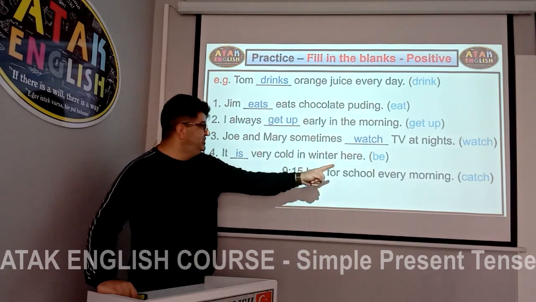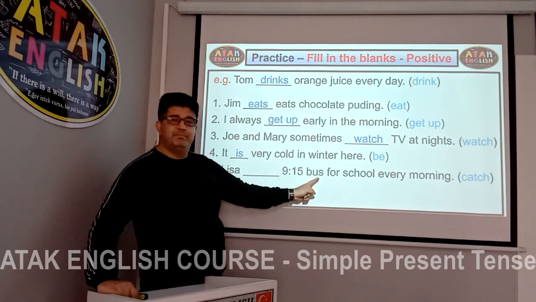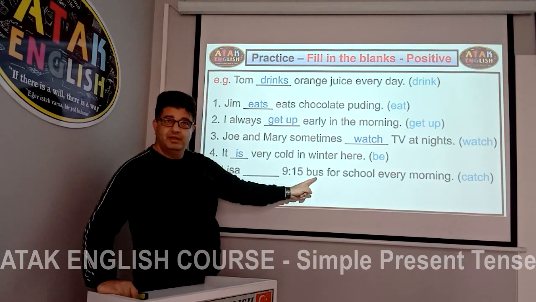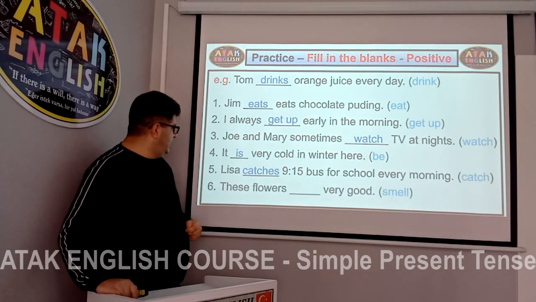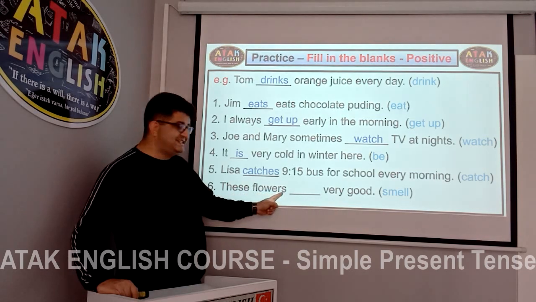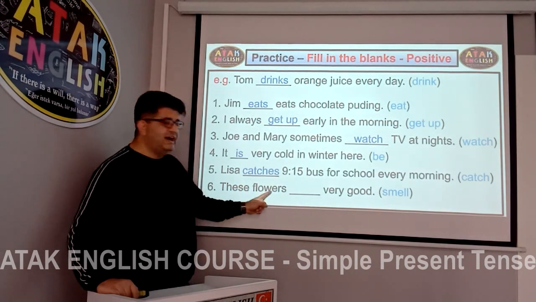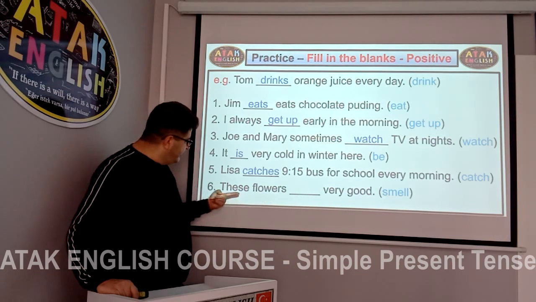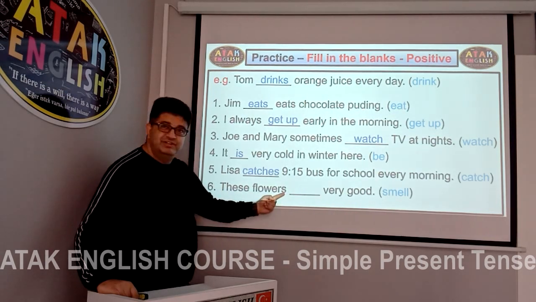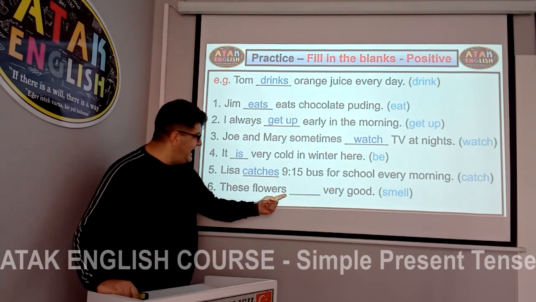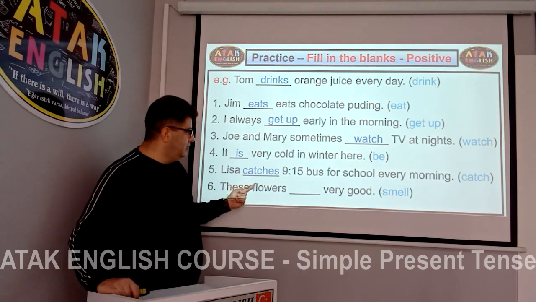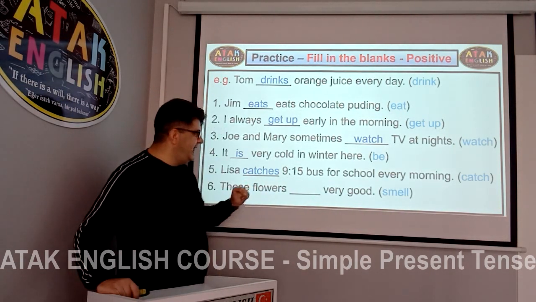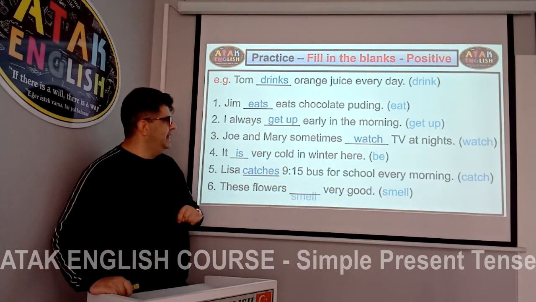Lisa catches the 9:15 bus for school every morning. Okay, 9:15 bus. And finally, these flowers. Okay, this flower is third person singular, but these flowers, with S, plural, to turn it into plural, S makes this subject they. So I don't put S. They smell very good.